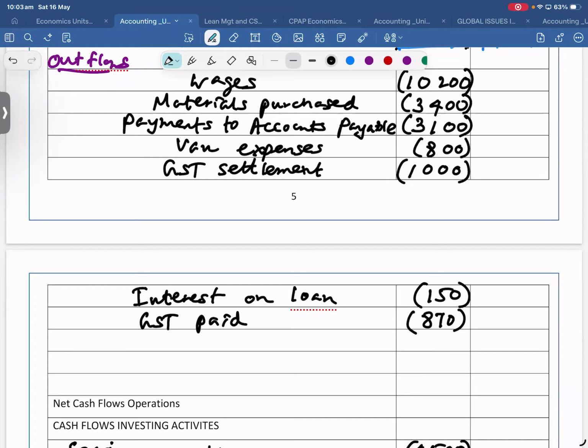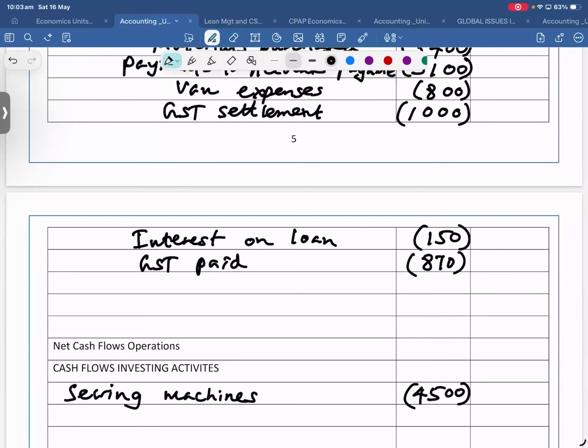And then you'll pay off your GST. So it's decreased cash at bank. But there's no other asset that would increase, so it would be an expense. Yeah.